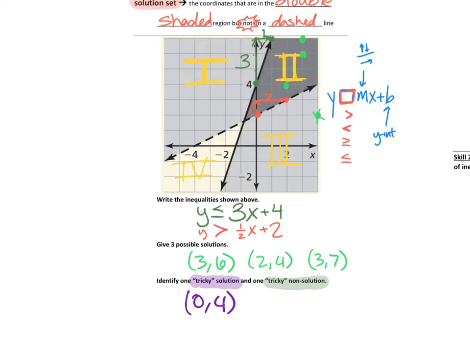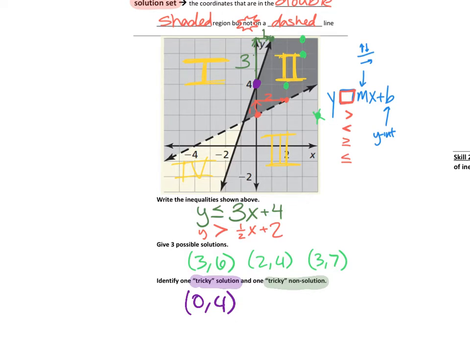Why is that considered a tricky solution? Because it's on the line, but it's also in the shaded region. It's a y-intercept, but it's in the shaded region, yes, but it's on a solid line. Is that line okay? Yes. Yeah, solid lines are okay. So that's a tricky solution. That one still counts. What do you guys think a tricky non-solution would be?